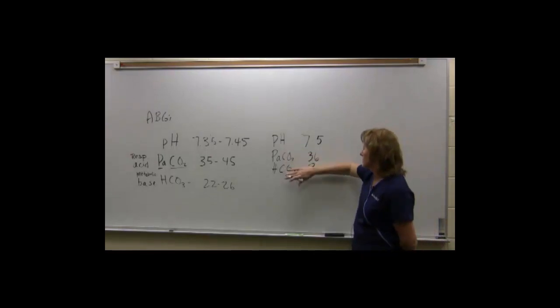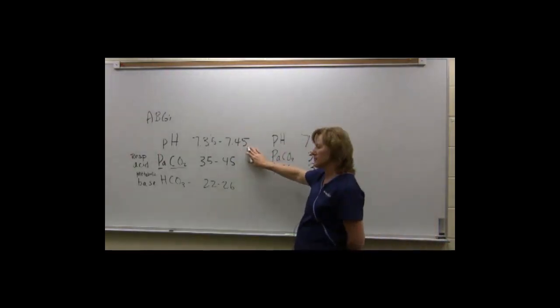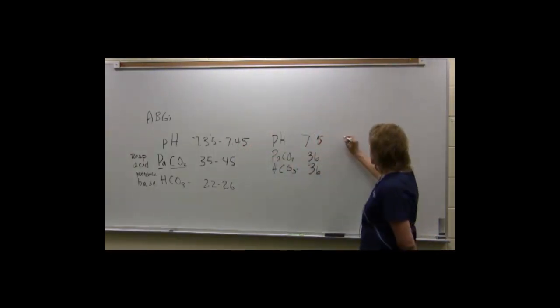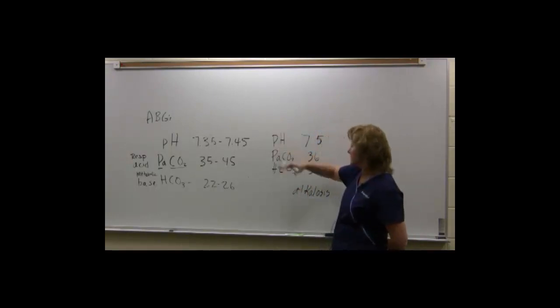I start by ignoring those two. I look at my pH and I say it's 7.5. It's above the 7.45. It's on my base end, so I write down alkalosis right over here before I even look at anything else. Then I methodically go to my next step.